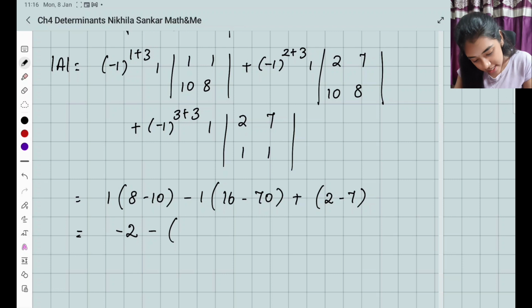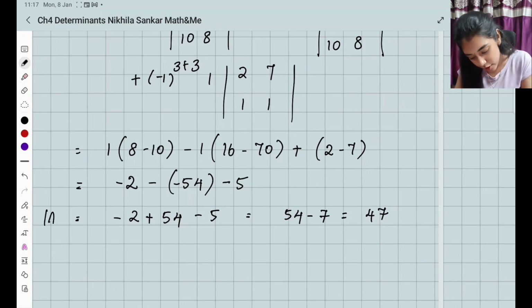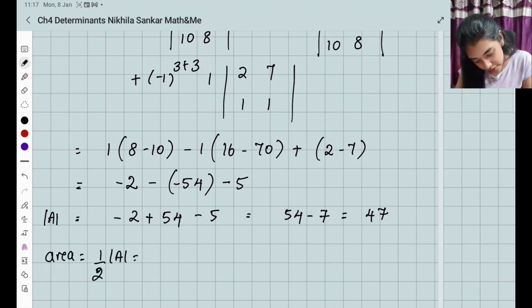Then minus 16 minus 70 is going to be 54. Then minus 2 minus 7 is going to be minus 5. So I'll be left with minus 2 minus 54, minus of minus 54. Yeah? So it will be plus 54 minus 5. So this is going to be 54 minus 7, which is going to be 47. So this is determinant of A. So if area is going to be half times determinant of A, which is going to be half times 47, which is 47 divided by 2 square units. Okay, please copy.